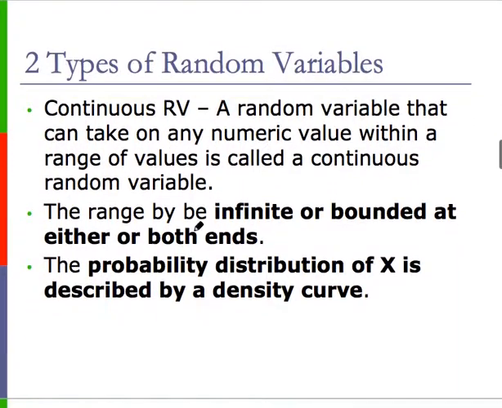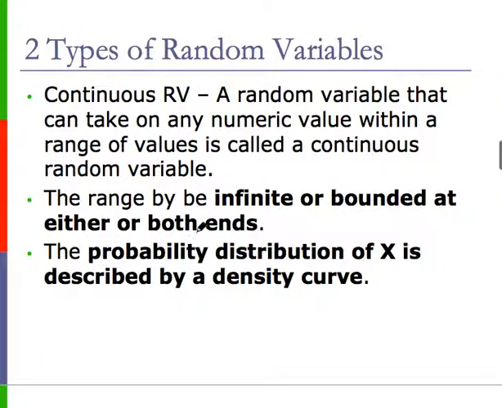Okay, the second type of random variable is a continuous random variable. A continuous random variable takes on any numeric value within a range of values. Okay, so it can be infinite or bounded at either or both ends of the range of data that you're given. The probability distribution is going to be a density curve, so it could often be a normal model. You'll see it described that way.